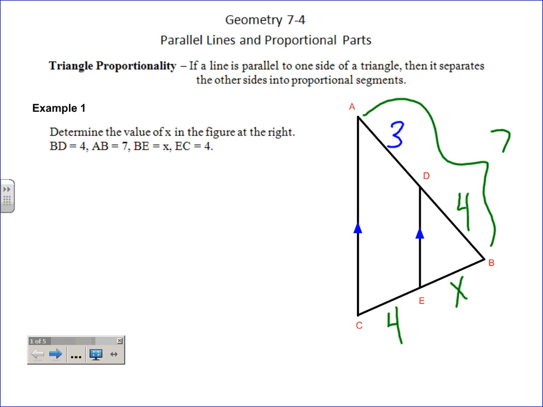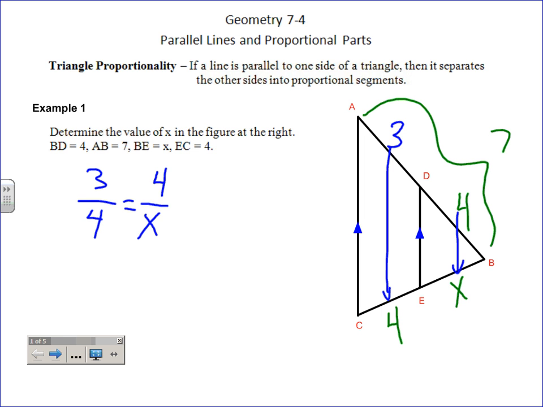So if all I have to do is find X, again, there's a lot of ways you could set this up. It depends on how you want to do it. Does anybody see a pattern that perhaps they would like to try? Nothing? Well, how about this? We go 3 over 4, like that, equals, if you follow that pattern, what do you have to do? 4 over X.